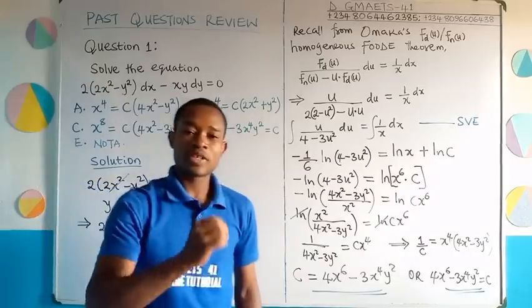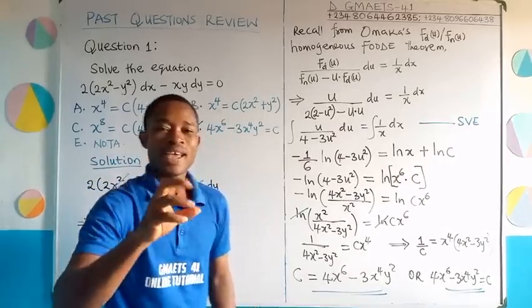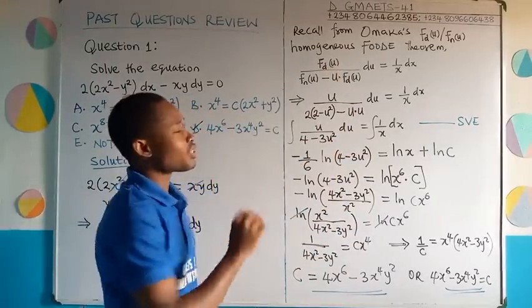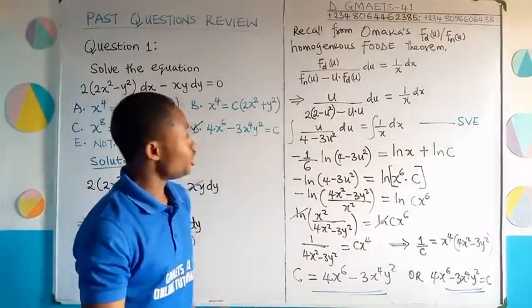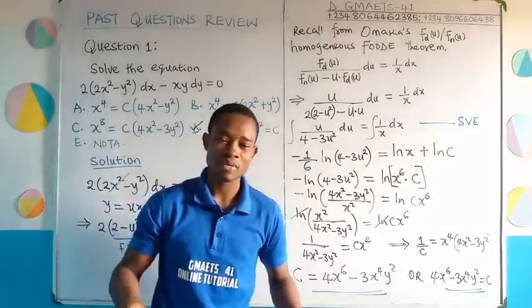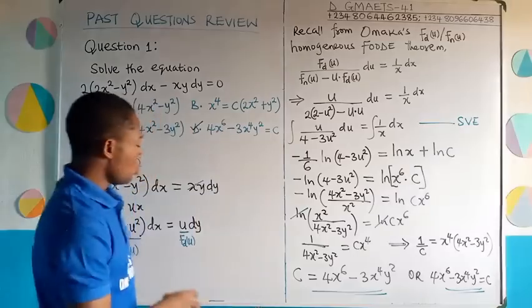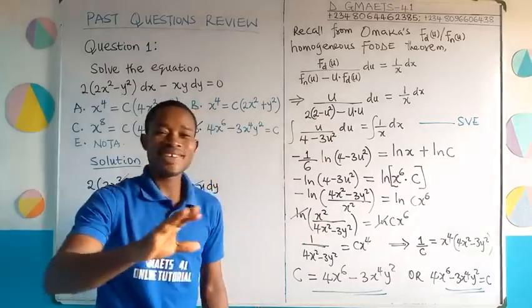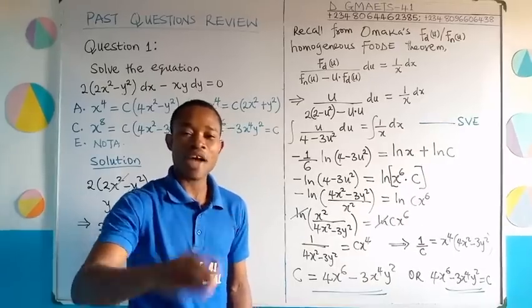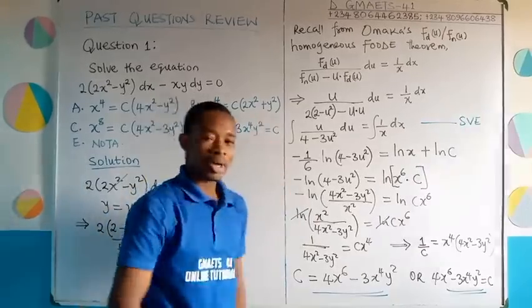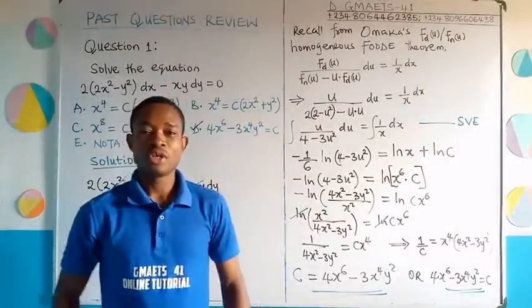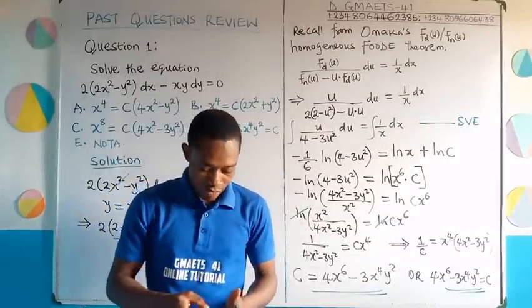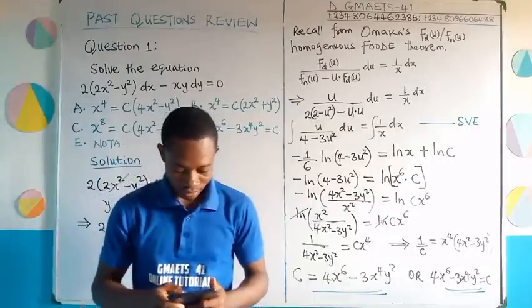So I've used this particular question to explain how to make use of the homogeneous function theorem. And I want to believe that how we will be able to quickly reduce this homogeneous equation to a separable variable equation is quite clear and fast using the homogeneous function theorem. Let us move on to our second question.